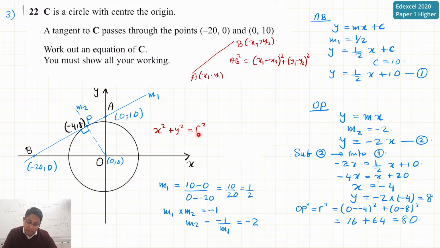Now you know the radius squared, therefore you can write the equation of this circle. So the equation of the circle is x squared plus y squared equal to 80.